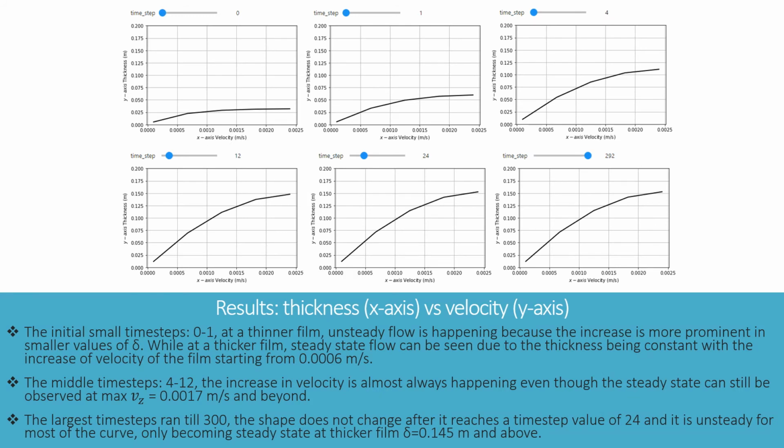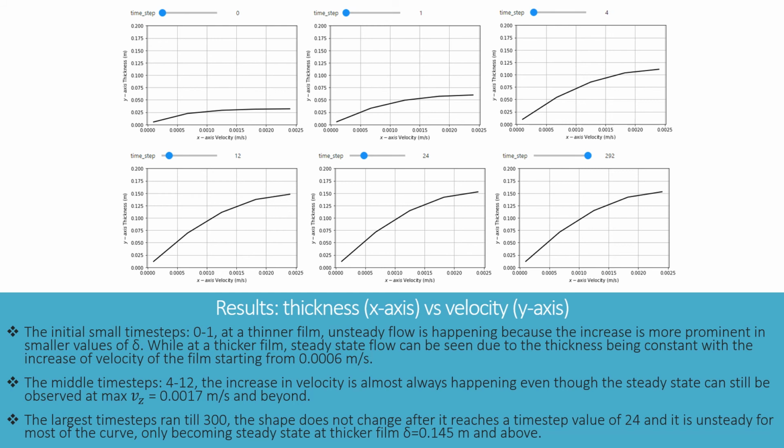Here we have the second part of the results, which illustrates the thickness versus the velocity. So in the initial small time steps at 0 and 1, unsteady flow can be said to happen because the increase is more prominent in smaller values of the thickness, while at thicker film, steady state can be seen because the graph is constant and the velocity is not changing with the thickness.